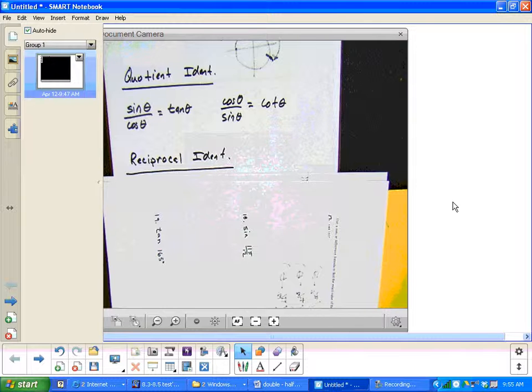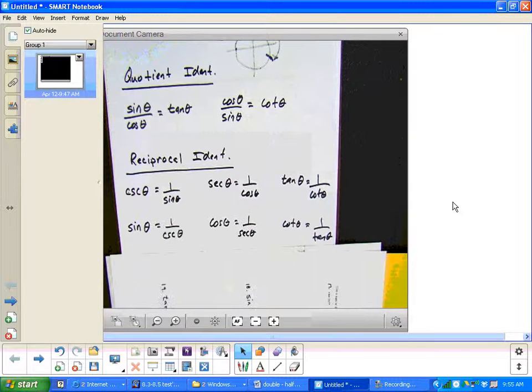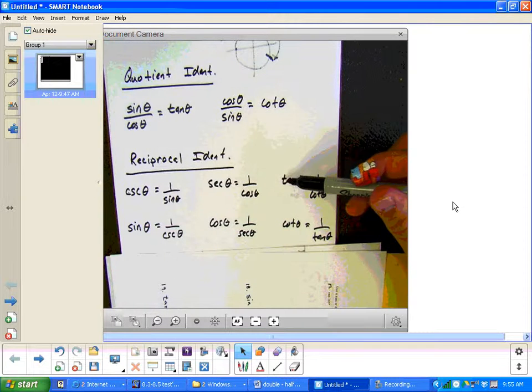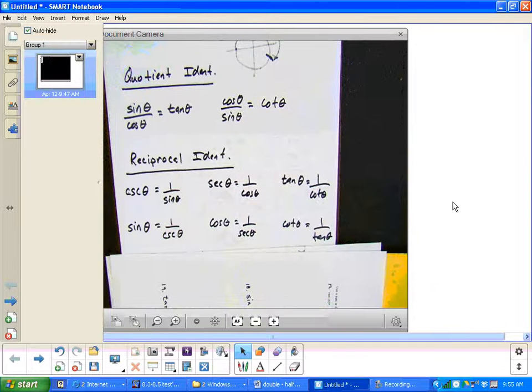So if I had cosecant, then the reciprocal would be 1 over sine. Okay, if I had secant, then it would be 1 over cosine. And if I had tangent, it would be 1 over cotangent. Okay, there again, we should know all those. I got them out of order a little bit. Order is not really important. I probably should have swapped those two, but the order that we know them doesn't matter. The thing is what we know.